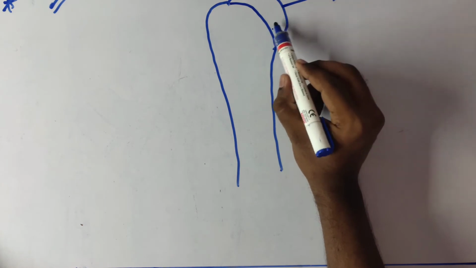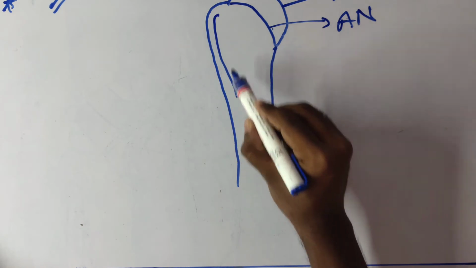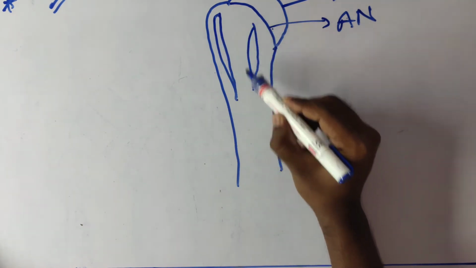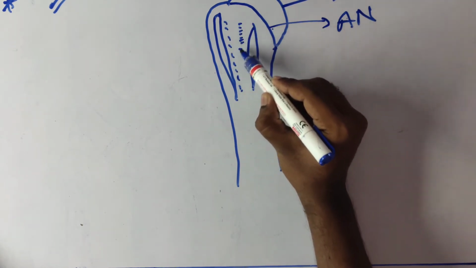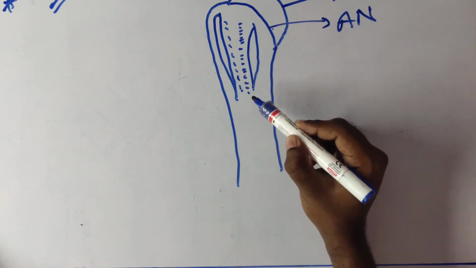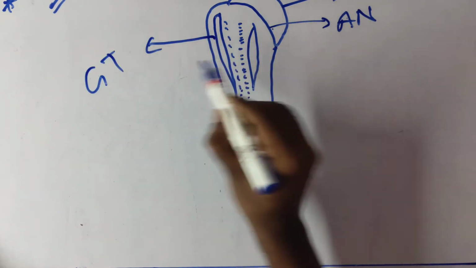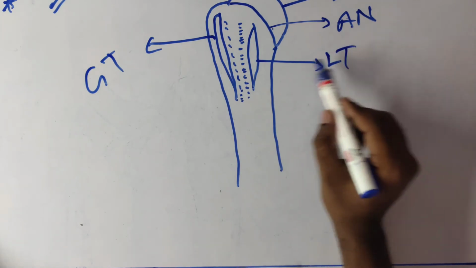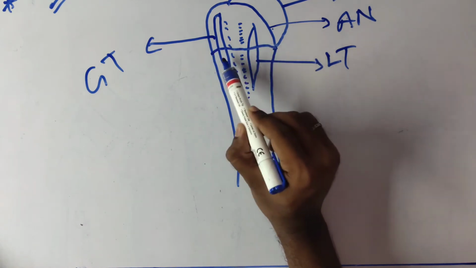This is the anatomical neck. Here it is the greater tubercle. Here it is the lesser tubercle, and here it is the intertubercular sulcus. Okay, intertubercular sulcus. This is the greater tubercle, lesser tubercle, and here there is the epiphyseal line.